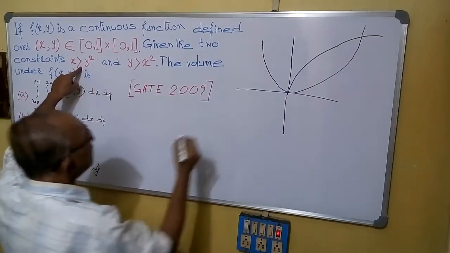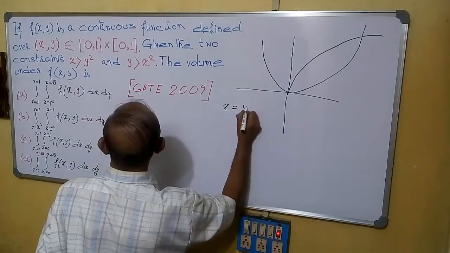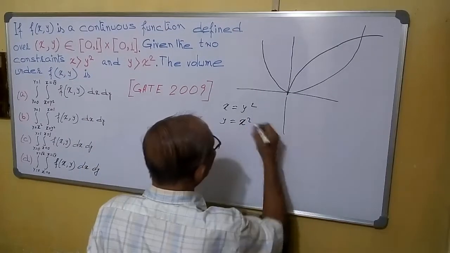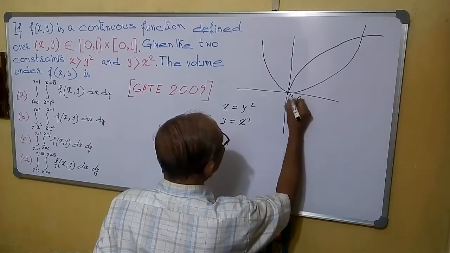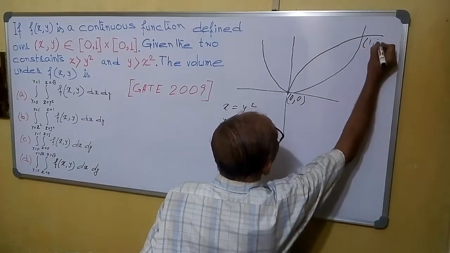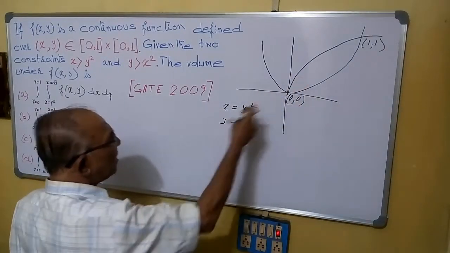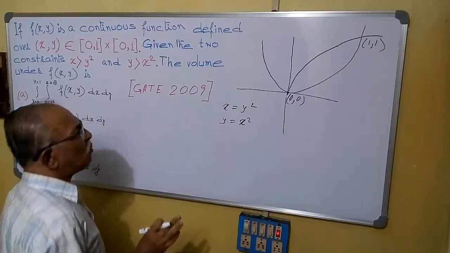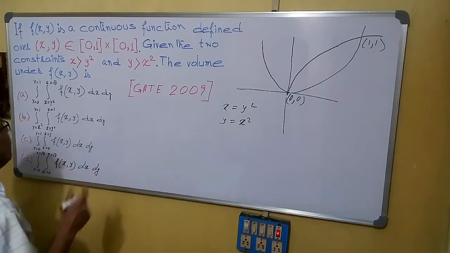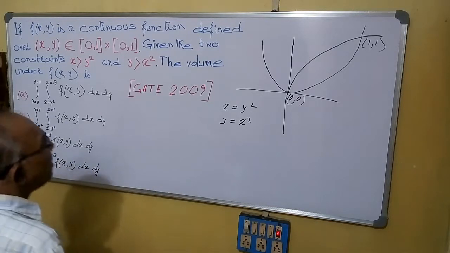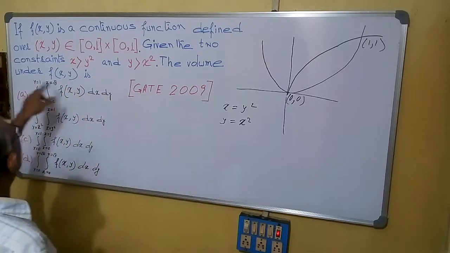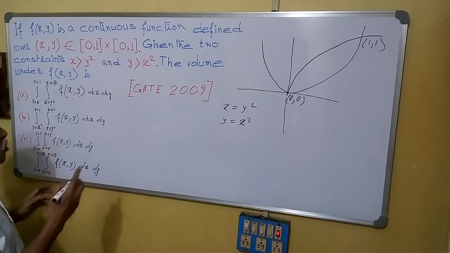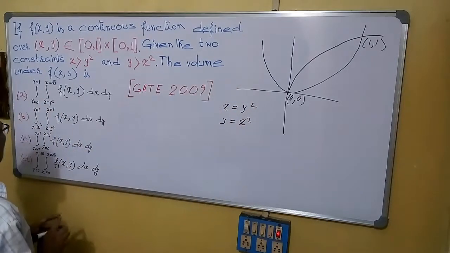If the equations are, suppose, x equals y square and y equals x square, the corresponding points will be 0, 0 and 1, 1. Without calculation itself we can say, for 1, 1 both the equations are satisfied, and for 0, 0 both the equations are satisfied. Now what we have to do? We have to find the volume under f(x,y). You are knowing this double integral represents the volume. So the limits are 0, 0, 1, 1 we are knowing.